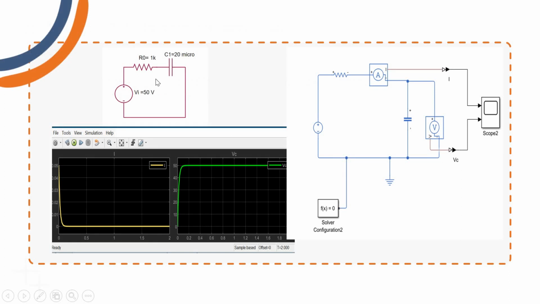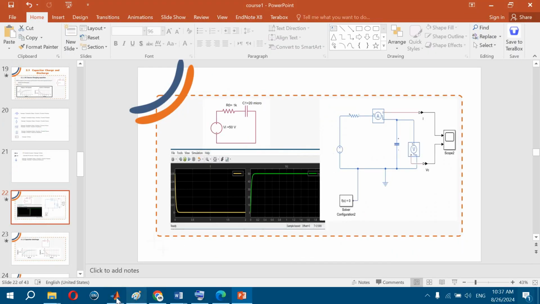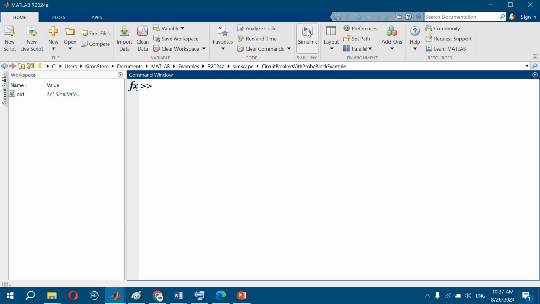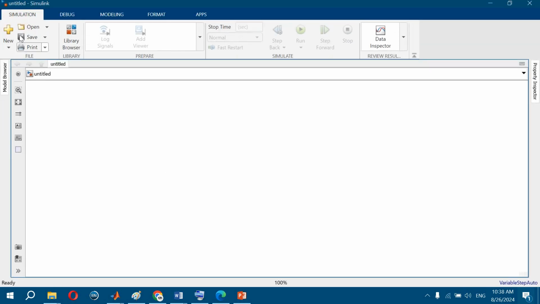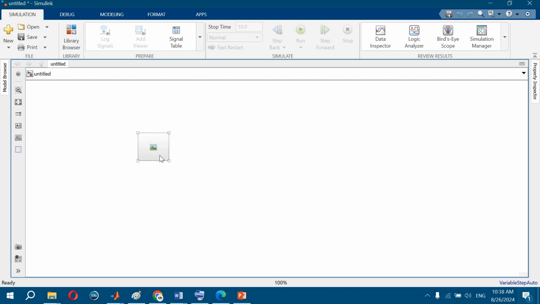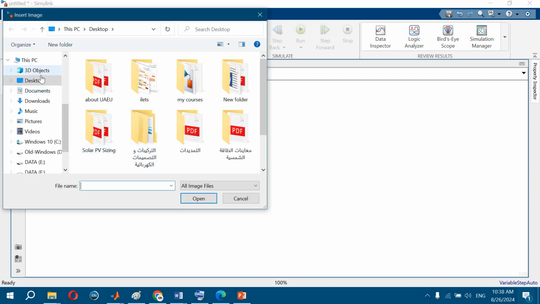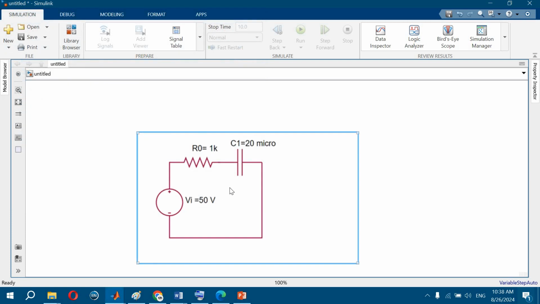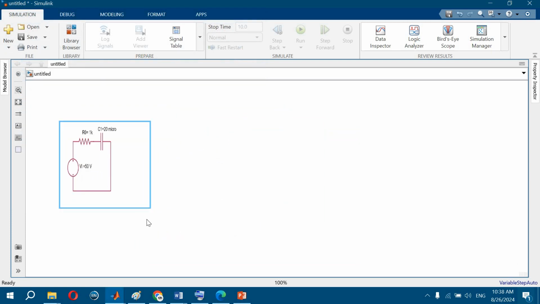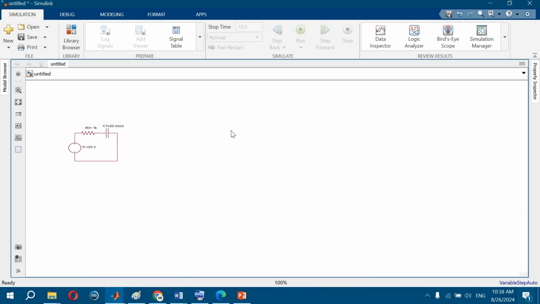This is our circuit, which consists of a resistor, capacitor, and DC source in series. Let us build this circuit and see the behavior of the capacitor during the charge process. First of all, we need to open a Simulink environment to build our project. Let's attach the picture in order to get the parameters of our circuit. I have saved the picture on the desktop. We want to model this circuit to see the behavior.